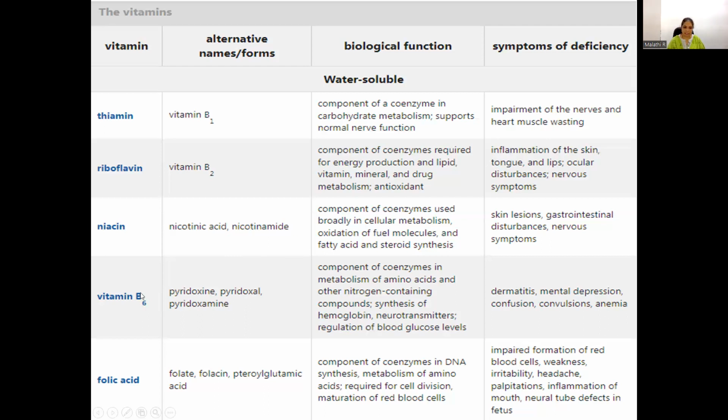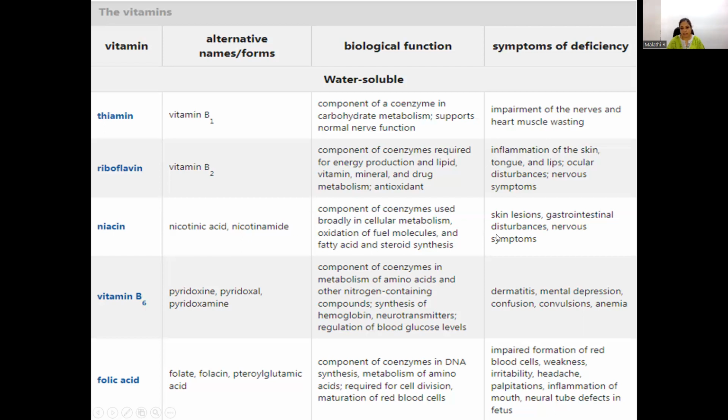Next is vitamin B6. Vitamin B6 is also called pyridoxine, pyridoxal, or pyridoxamine. It is a component of enzymes, and especially it acts as a coenzyme in the metabolism of amino acids and other nitrogen containing compounds. It is also used for the synthesis of hemoglobin and neurotransmitters, and also for the regulation of blood glucose. So these are the major functions of vitamin B6.